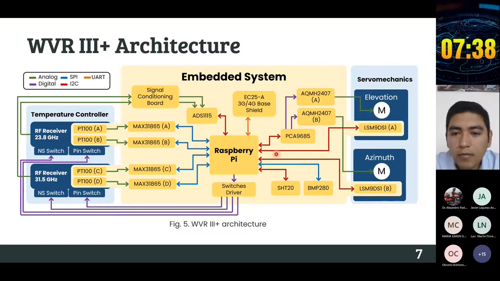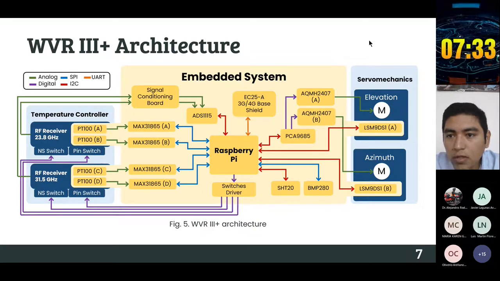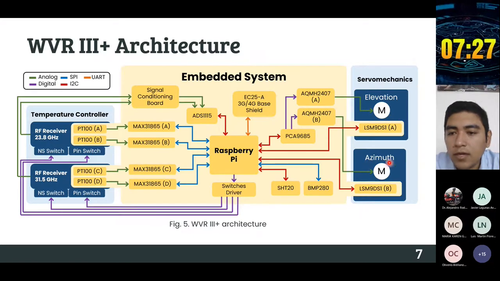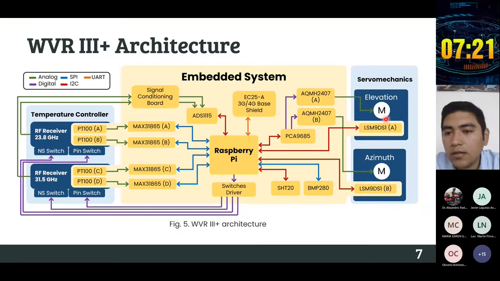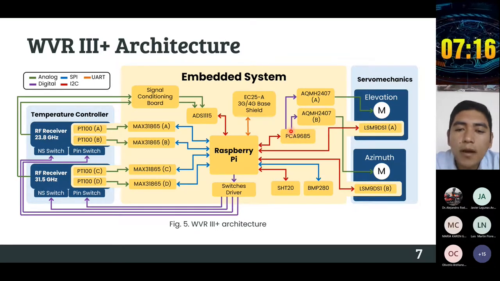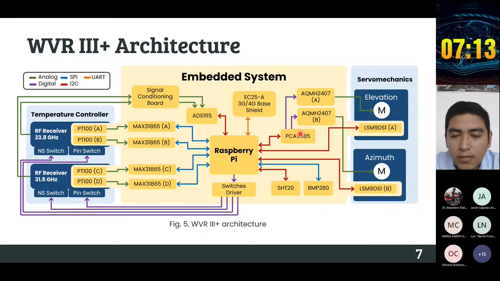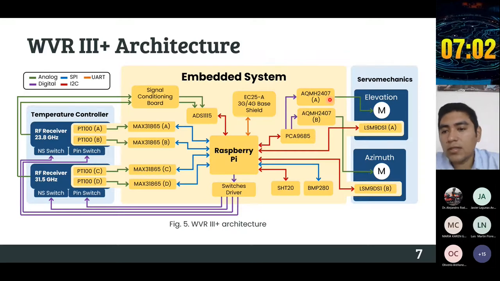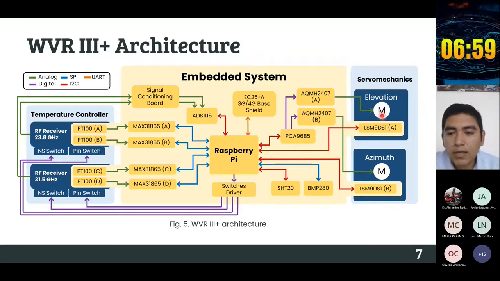And over here, we have the servo mechanism section. As you can see, there are two different motors, one for the elevation mechanism and one for the azimuth mechanism of the radiometer. Each one has an inertial measurement unit connected in order to get the position angle of each mechanism. This is a pulse width modulation interface, with a serial interface via I2C to the Raspberry Pi, that controls these two power stages based on a bridge technique to manipulate each motor.